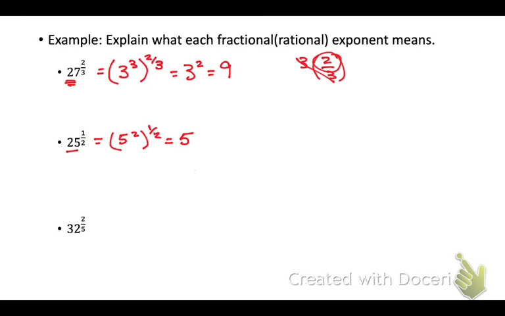Let's say you had 36 to the 1/2. Would that just be 6? Yep. When you see anything to the 1/2, you should be able to go square root. So 36 to the 1/2 is 6, and 49 to the 1/2 is 7. As long as when you see 1/2, you see square root. When I see 1/3, I see cube root.